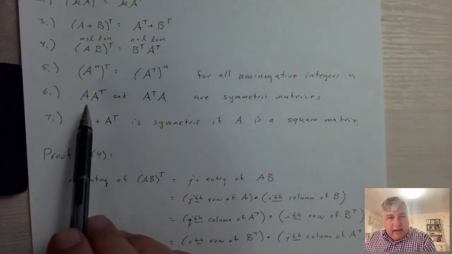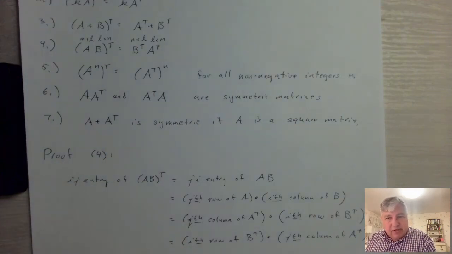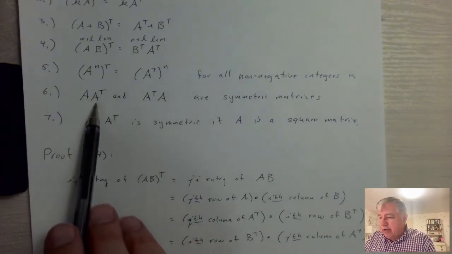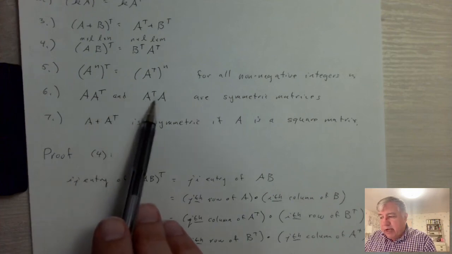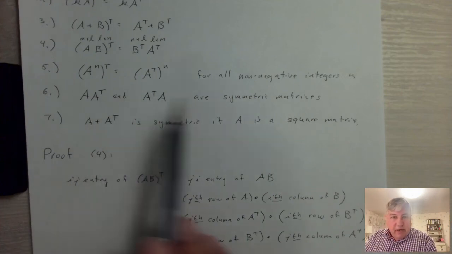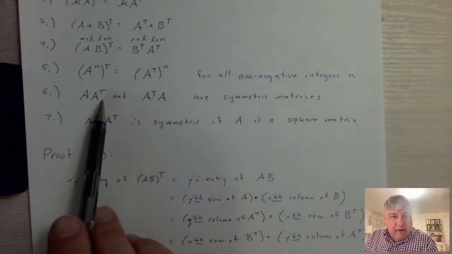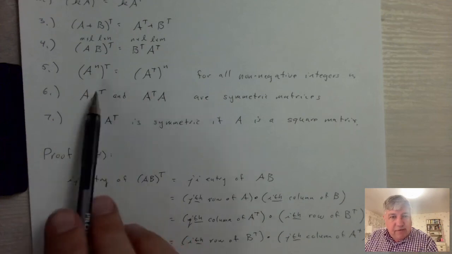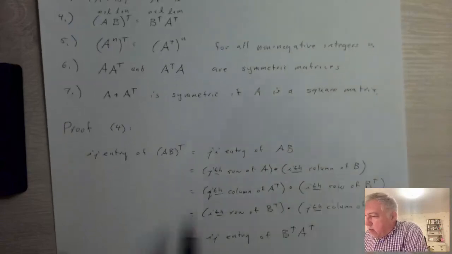Remember, a symmetric matrix is just a matrix which is equal to its own transpose, and in this case, if A is any matrix, A times its transpose is going to be symmetric, and A transpose times A is going to be symmetric, even though these will be square matrices, but they might be of different sizes. So why is that?